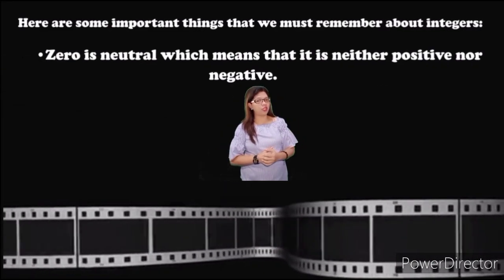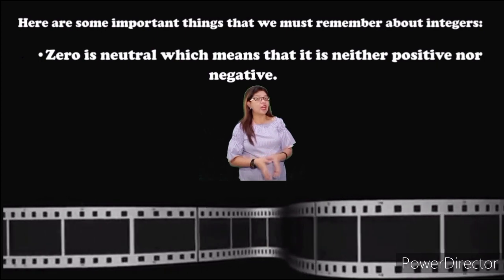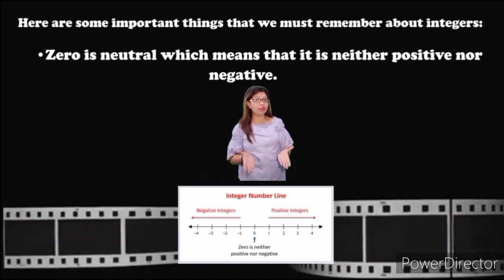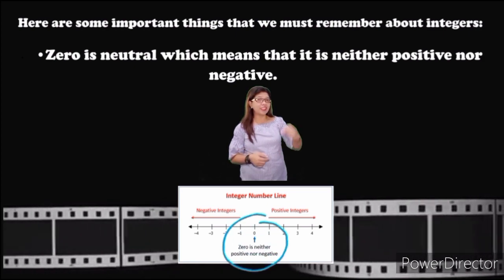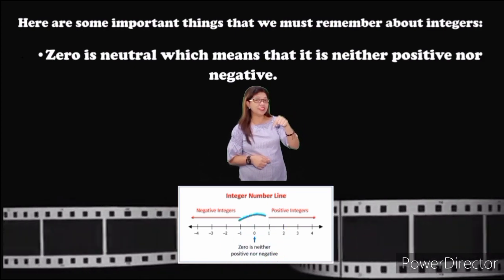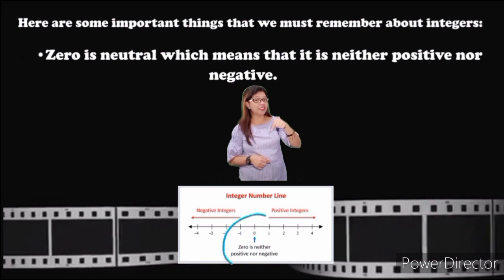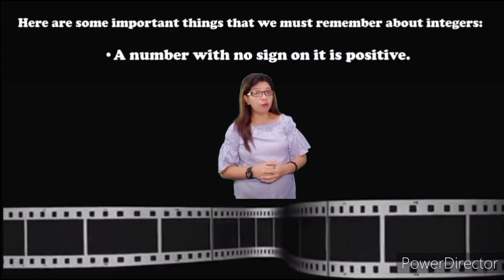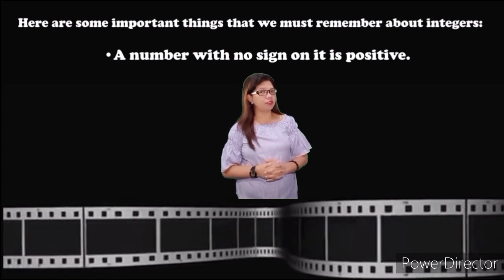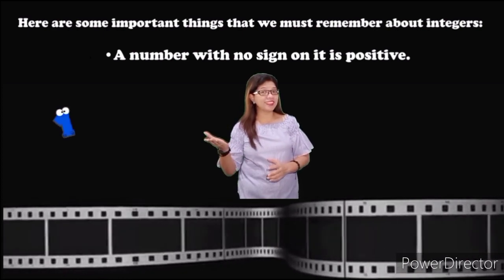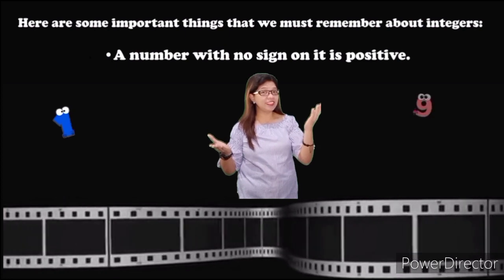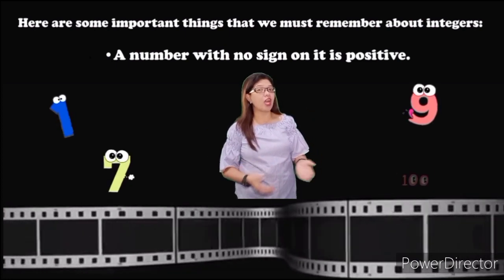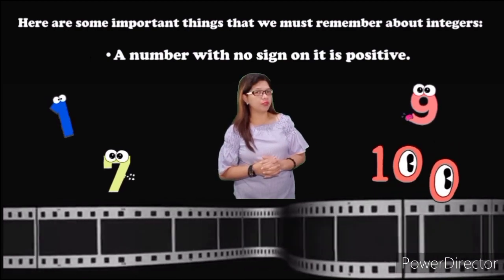0 is neutral, which means that it is neither positive nor negative. The 0 is the origin. Take note, a number with no sign is positive, like 1, 9, 7, and even 100. These are positive numbers.